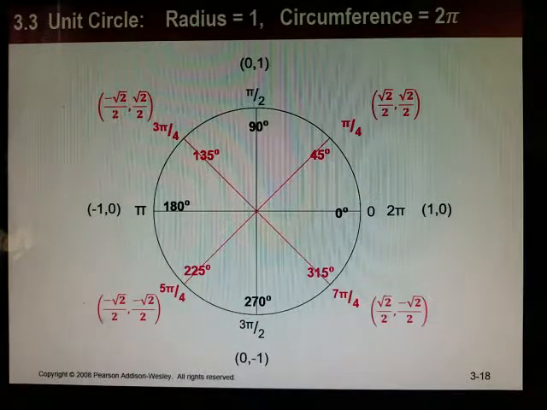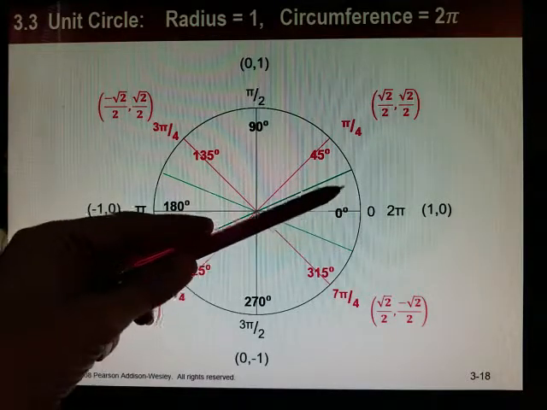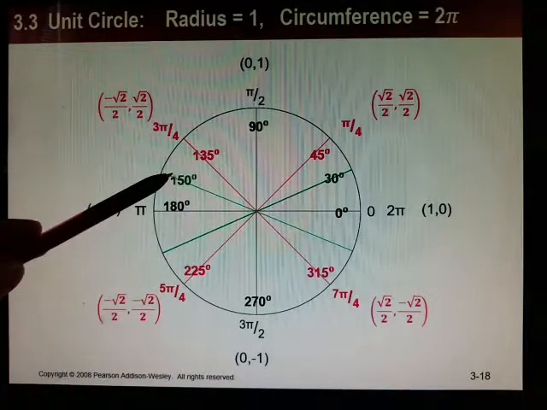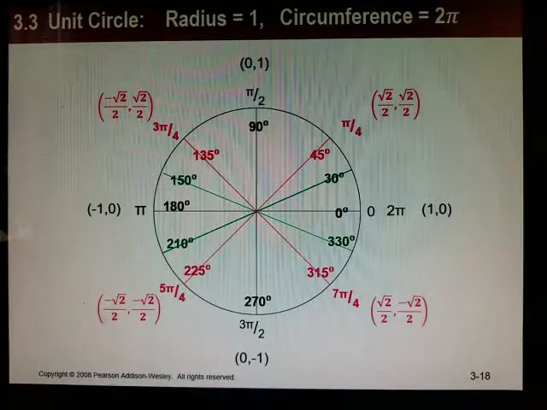All right, now I'm going to use the 30-degree reference angle. So this one would be 30 degrees, 180 minus 30, 180 plus 30, 360 minus 30. All right, we're going to take those into radian measures at this time.